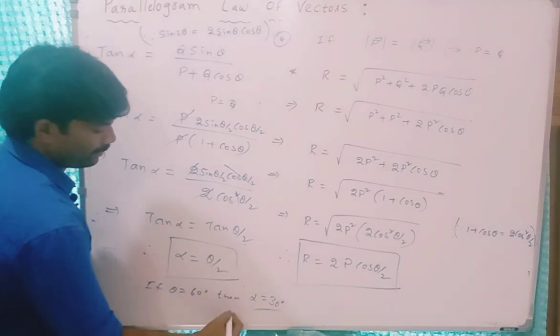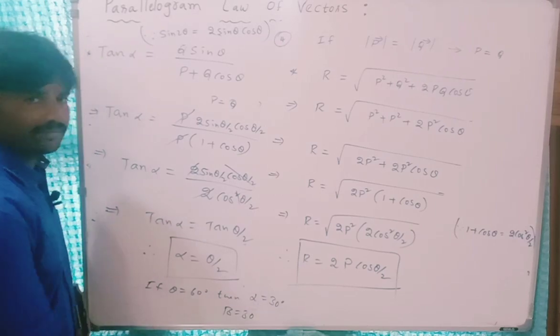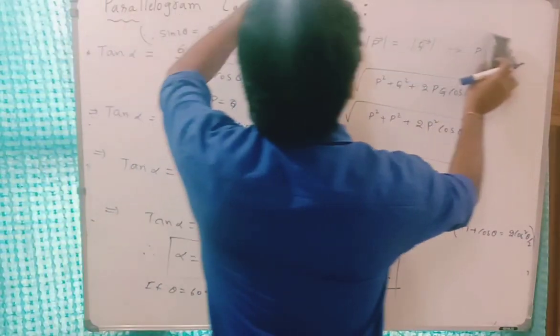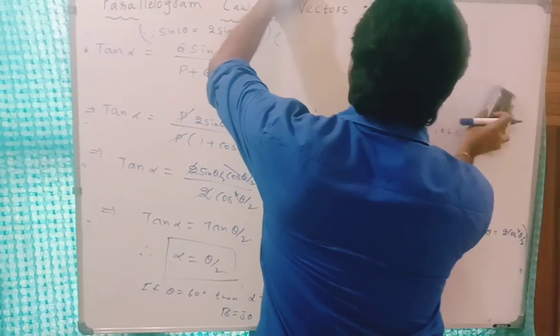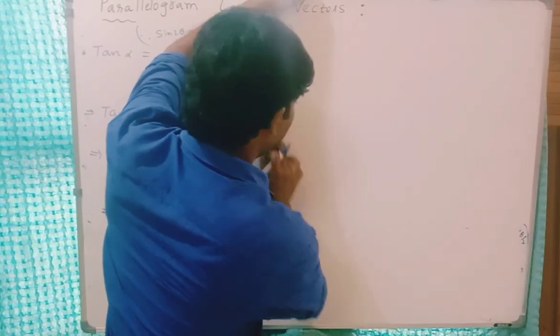If theta is 60 degrees, then alpha is 30 degrees. And what about beta? Beta is also 30 degrees. Alpha plus beta is theta. You can see one example here.